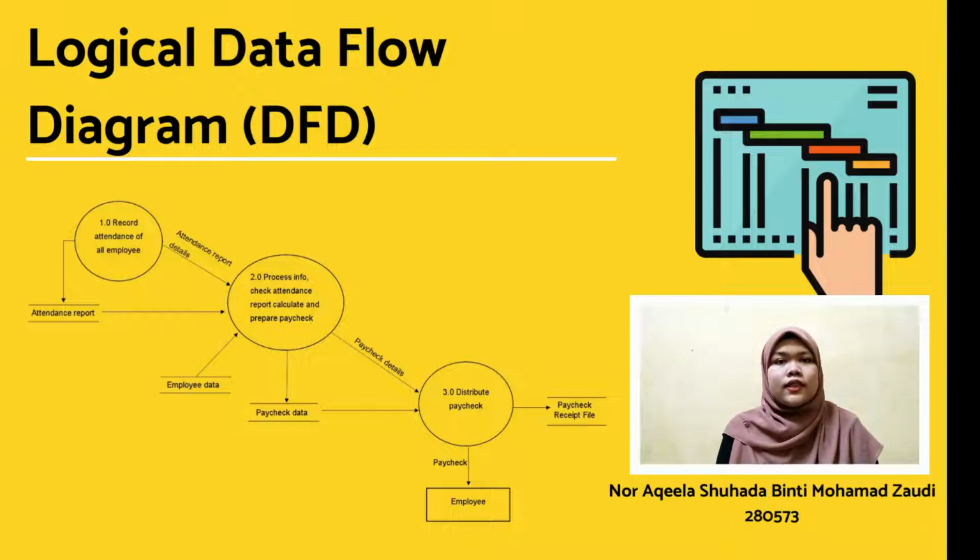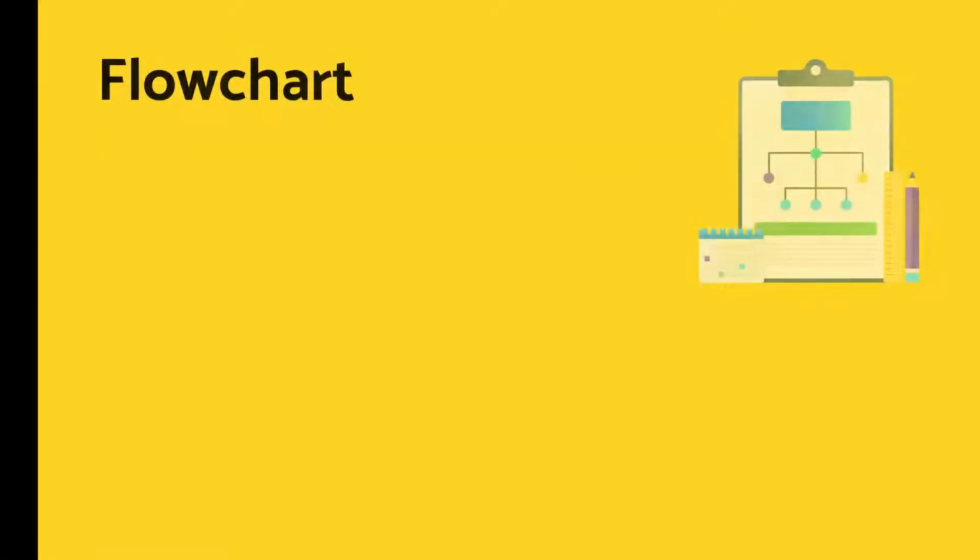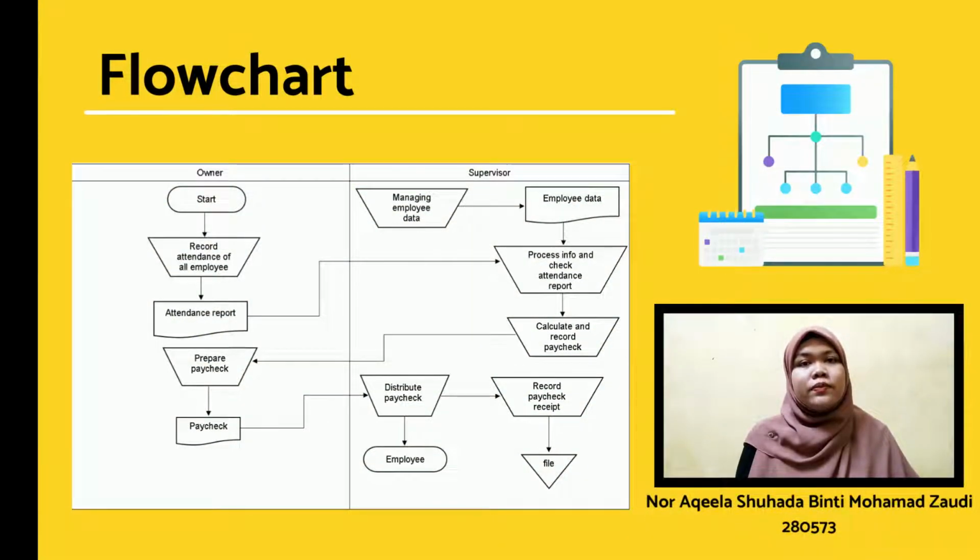For the first process, the attendance of all employees will be recorded in the attendance report, where the information of the attendance will be needed in the second process. The information regarding employees will also be used. Then, when the second process is done, the information regarding the paycheck will go to the paycheck data. After that, the paycheck will be distributed to the employees and also recorded in the paycheck receipt file. Next, I will continue my presentation by presenting the flowchart of the payroll system.